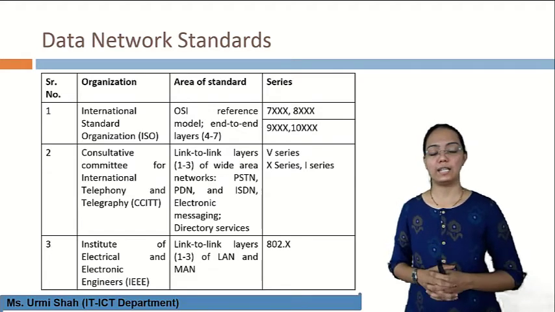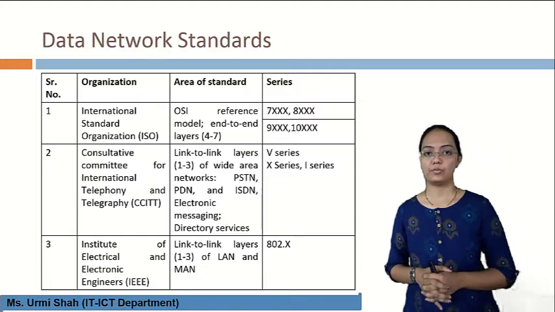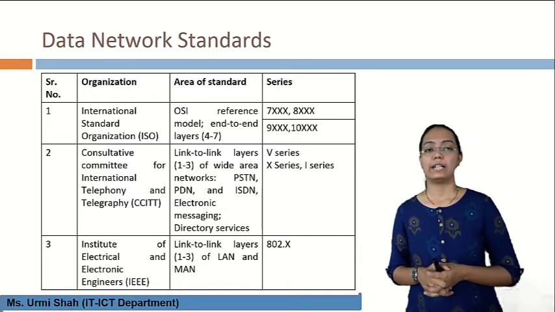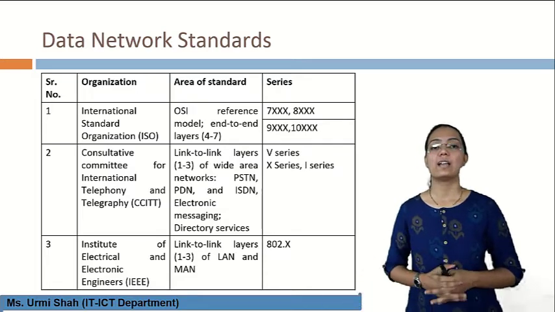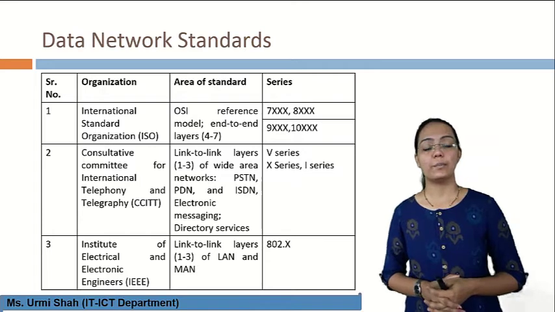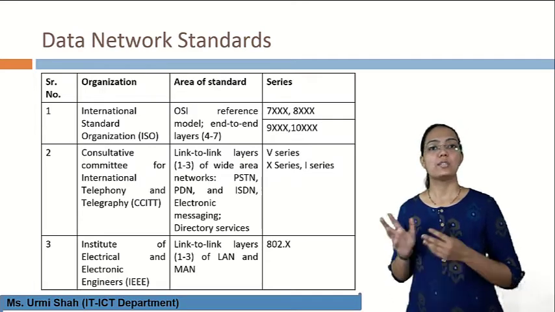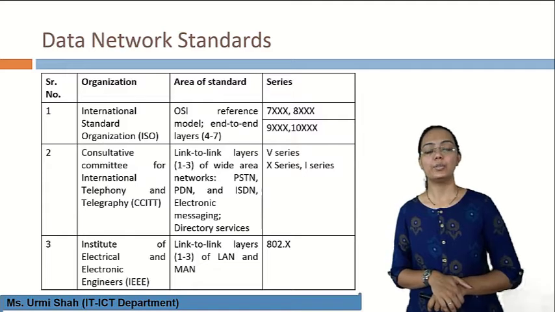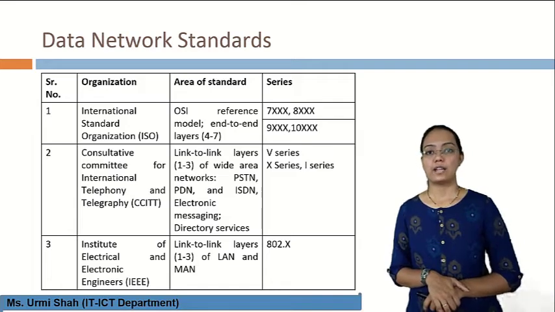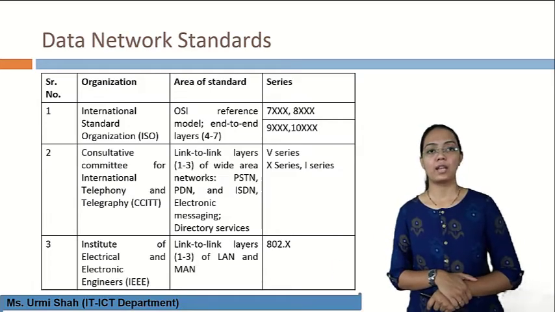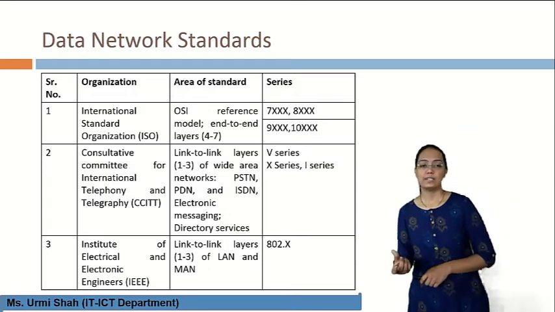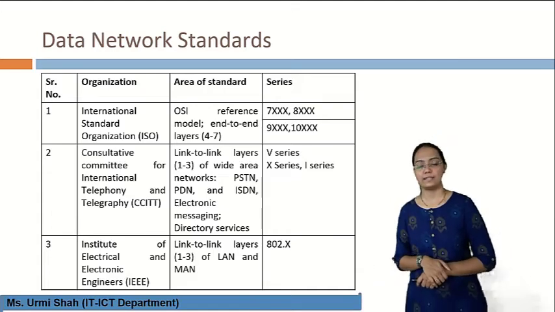Then it includes PSTN, that is the public switched telephone network. Then it includes PDN, that is the public data network, and ISDN, that is the integrated services digital network, then electronic messaging and directory services. So these are all the areas of standard which are included by CCITT, the Consultative Committee for International Telephony and Telegraphy. The data network standards included in this category are of the V series, X series or I series.